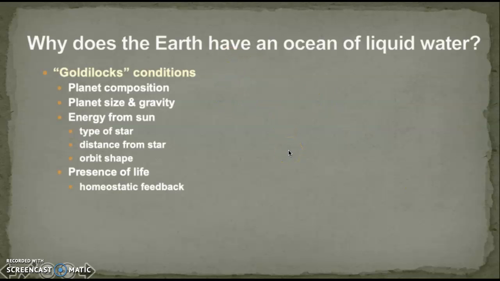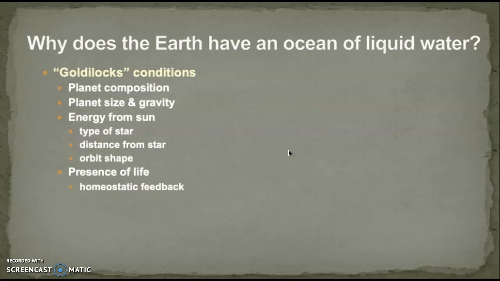So to wrap this up, why do we have an ocean of liquid water? We look around the solar system. Other planets do not. And one of the big reasons, of course, is the composition. You have to have the right composition. It turns out you also have to have the right planet size and gravity. If the gravity is too high or too low, you're not going to get liquid water, or if it's too low, you're not even going to retain it. It will vaporize, and that appears to be what has happened on Mars.